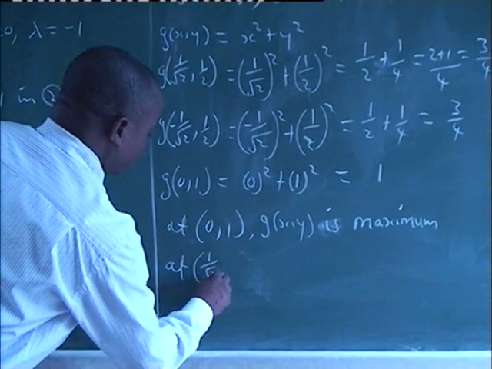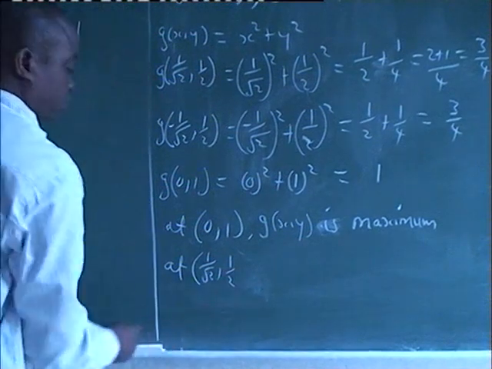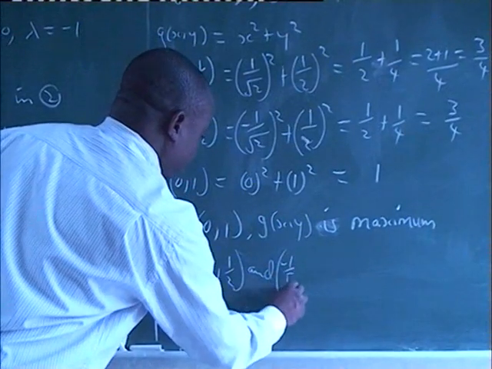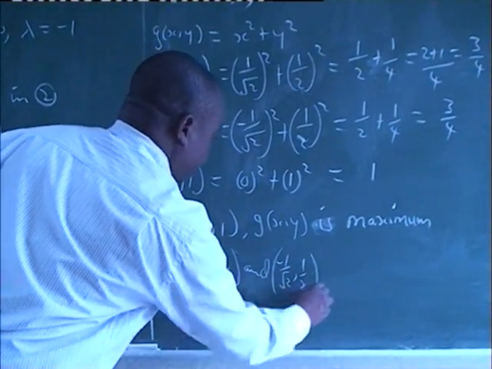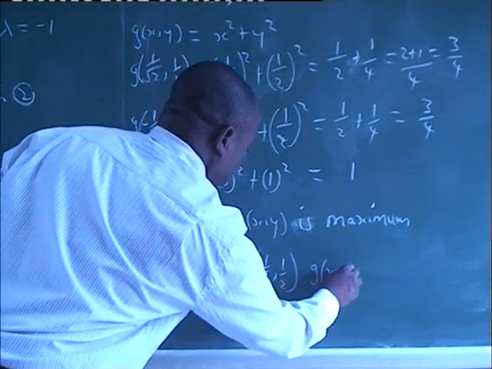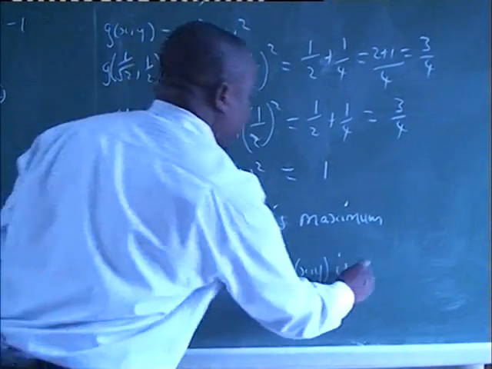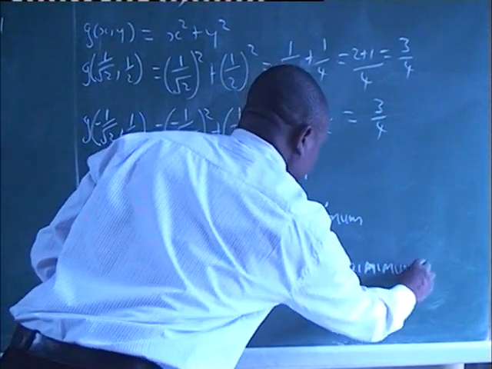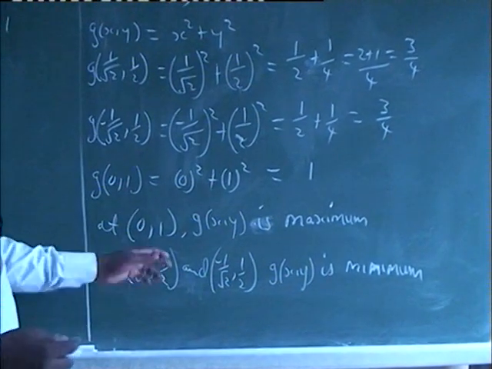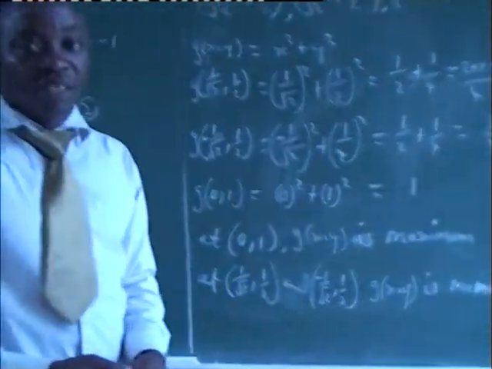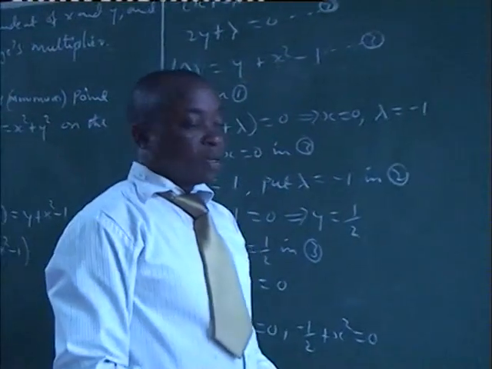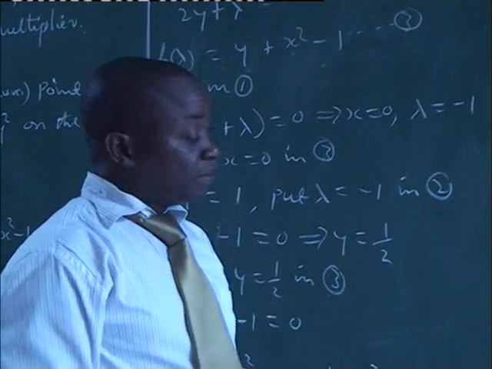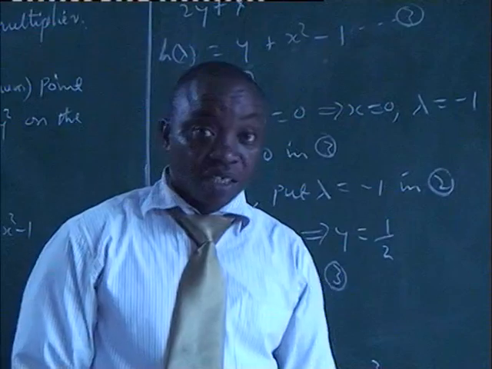Therefore at 1 over root 2, 1 over 2, and minus 1 over root 2, 1 over 2, g of x, y is minimum. It's minimum at those points. So this is how we can use the Lagrange multiplier to determine the maximum and the minimum value of a function on any given curve.